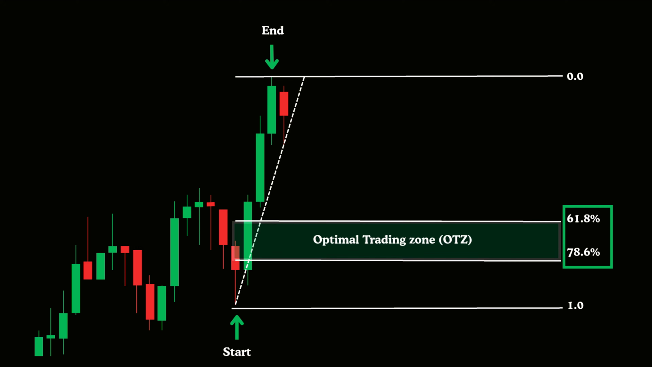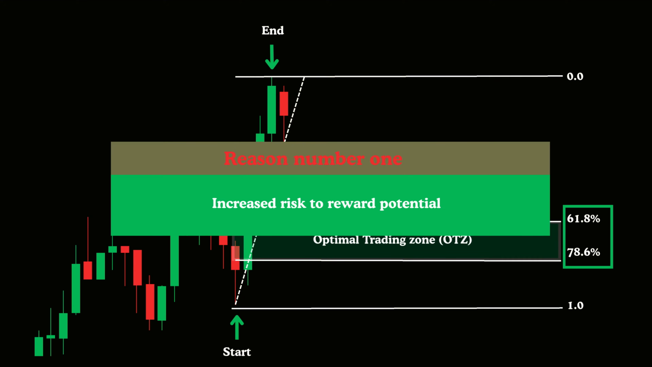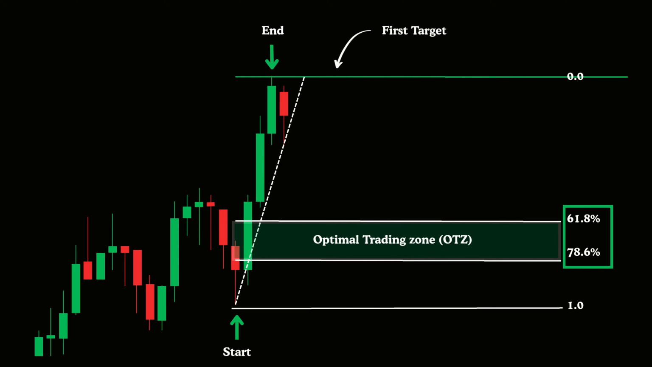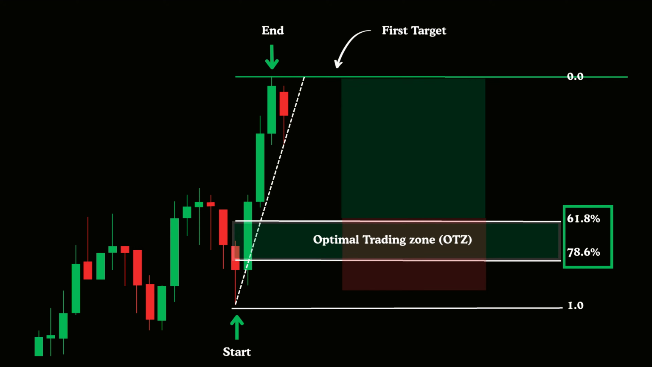There are several reasons why this area is viewed as a prime spot for trade setups. Reason number one: increased risk to reward potential. We understand that no matter where we enter, our initial profit target will be this prior structural level. When the price revisits this level, some traders will partially close positions or take full profits, while others may initiate fresh longs. This causes a reaction or sometimes a reversal, making it our logical first take profit target.